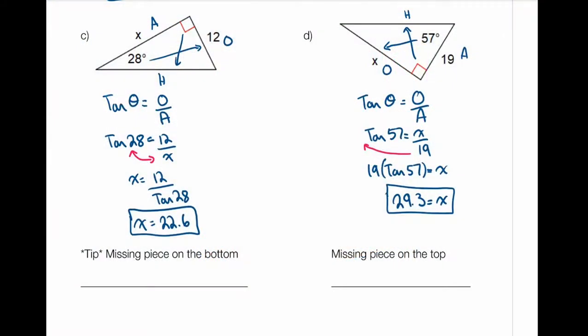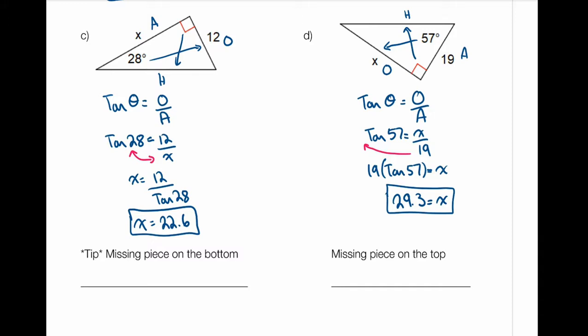Coming back to our two last examples, C and D, this is what you should have. Hopefully you labeled your triangle correctly and plugged the information into the correct spot. Using the examples from A and B, hopefully you're able to rearrange and solve for your two answers: for C, x being 22.6, and for D, x being 29.3.